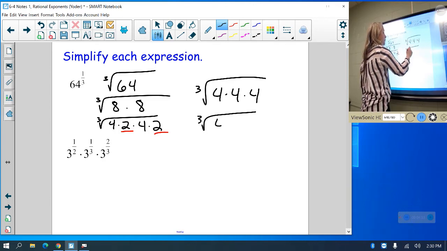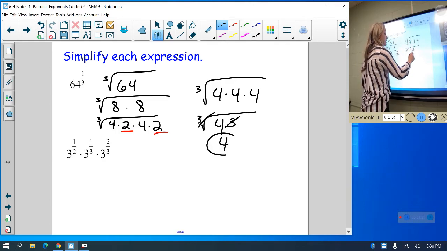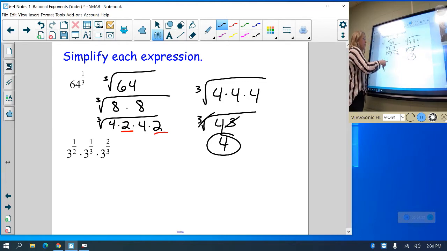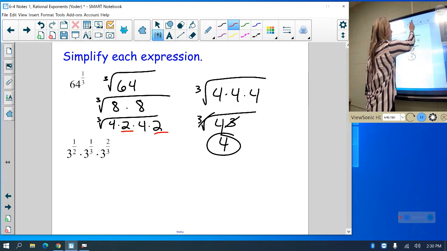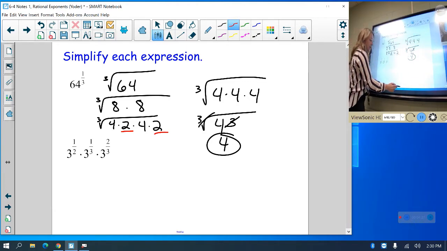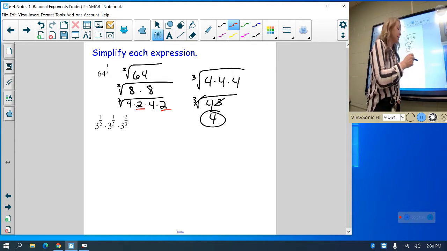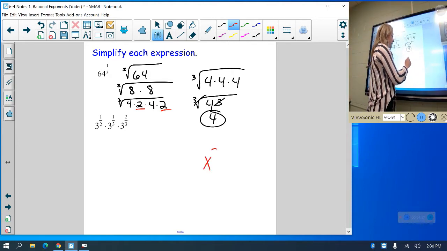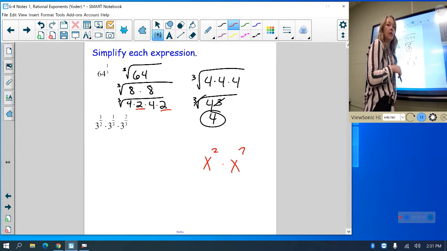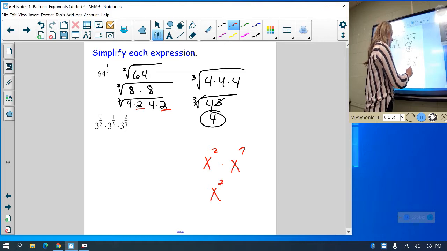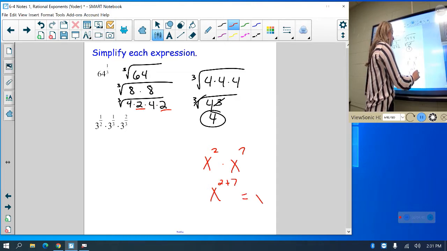Which is the cube root of 4 cubed, cancels, and I'm just left with 4. Now, this is something that we need to remember from the past. I have 3 to the 1/2 times 3 to the 1/3 times 3 to the 2/3. If you remember when we did exponent properties, we took something like x squared times x to the 7th. What did we do to the exponent? We added them. So this is just x to the 2 plus 7, which is x to the 9th.